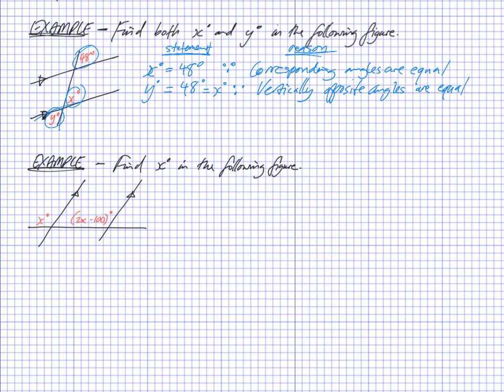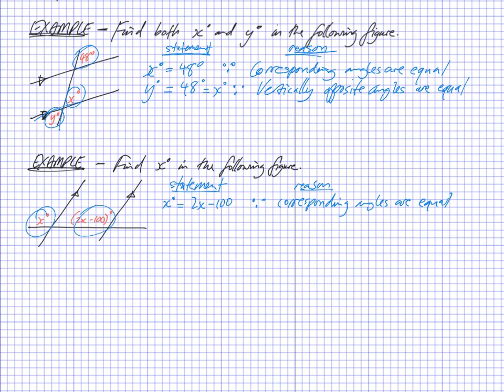Next one, find x in the following figure. We've got two parallel lines. We've got a little algebra here to deal with, but let's deal with the geometric reasoning first. Statement and then reason. So x is going to be equal to 2x take 100 degrees. Why? Because that and that are in corresponding positions. Corresponding angles are equal. So that's the first thing that I know.